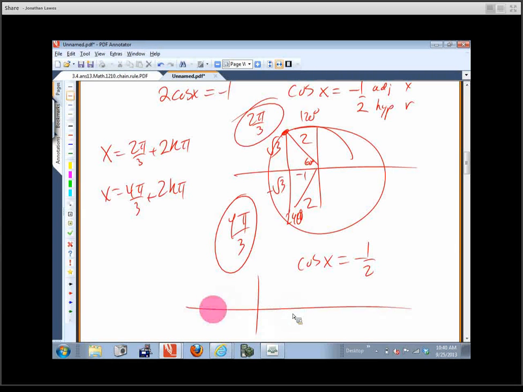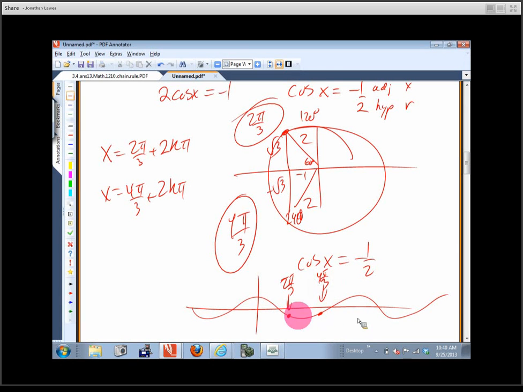Think about what the cosine graph looks like. Looks like this. And where does it hit negative 1/2? Right here and right here. So guess what those points are? This is 2 pi thirds. This one is 4 pi thirds.